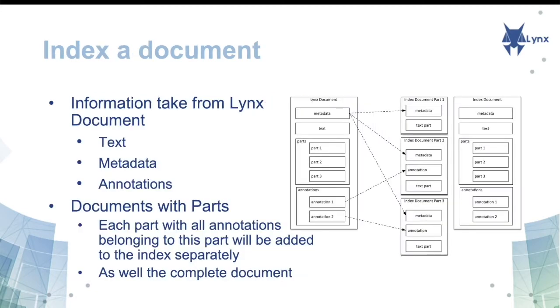Indexing of a document. As already mentioned, the search service works with Lynx documents. From a Lynx document, the following information is taken: text, metadata, and annotations. In case a document has multiple parts, for each part, the annotations belonging to this part and the metadata are taken, and a new document is indexed only with the text of these parts, the annotations belonging to this part, and the metadata of the full document.